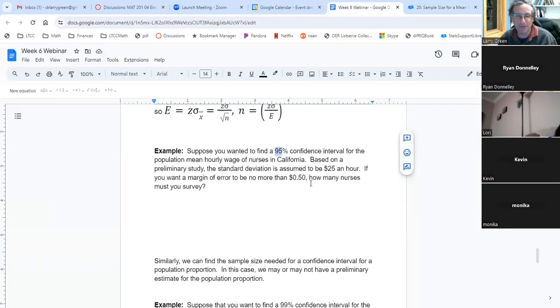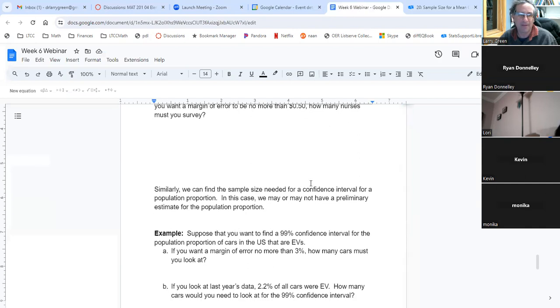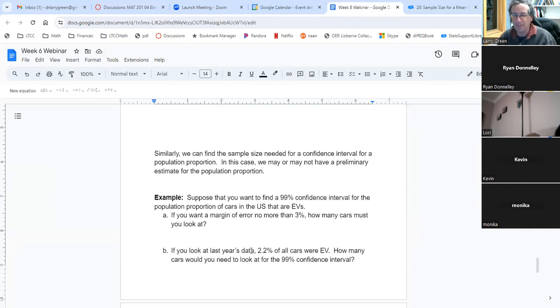Let's do another example. And for this one, I didn't even put in the math. We're just going to have a question. So suppose you want to find a 99% confidence interval for the population proportion of cars in the United States that are electric vehicles. Might be a fun thing to do, right? Okay. If you want a margin of error of no more than 3%, how many cars must you look at? Any questions on the question?